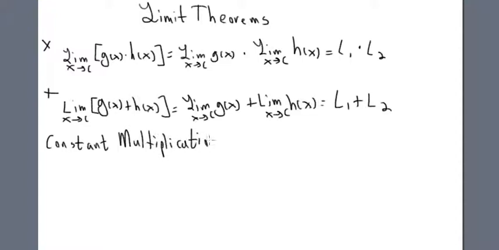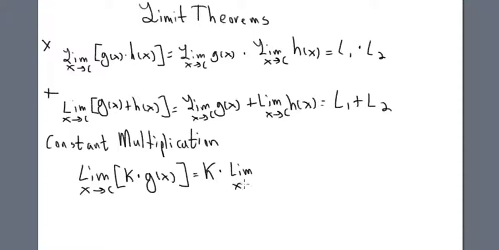Now this is a good rule to have as well. So let's say I want the limit as x approaches c of some constant k times g of x. Our rule says that we can pull that constant out and multiply it by the limit. So I don't have to worry about the constant until I'm done with the limit. So this is going to be k times, I think it was L1 we used for g of x.